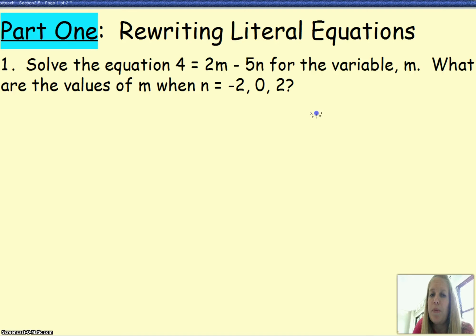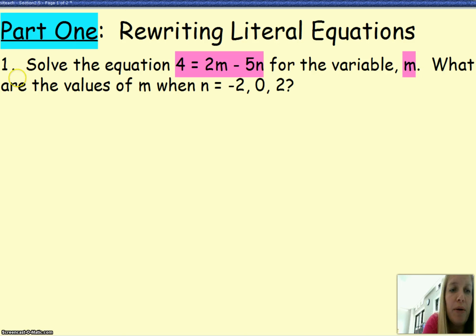So what we're going to do, we have this equation, 4 equals 2m minus 5n, and they want to solve it for m. What that means is they want m equals, and then the rest of the stuff on the other side. And then we'll do part 2. So part 1, let's take our equation here. We have 4 equals 2m minus 5n.